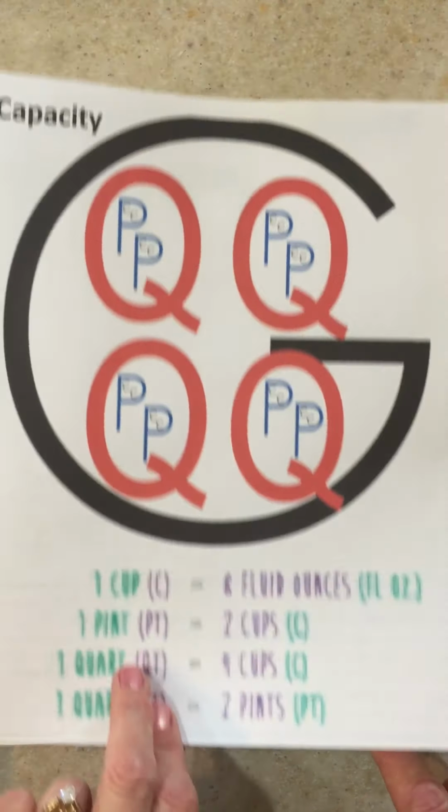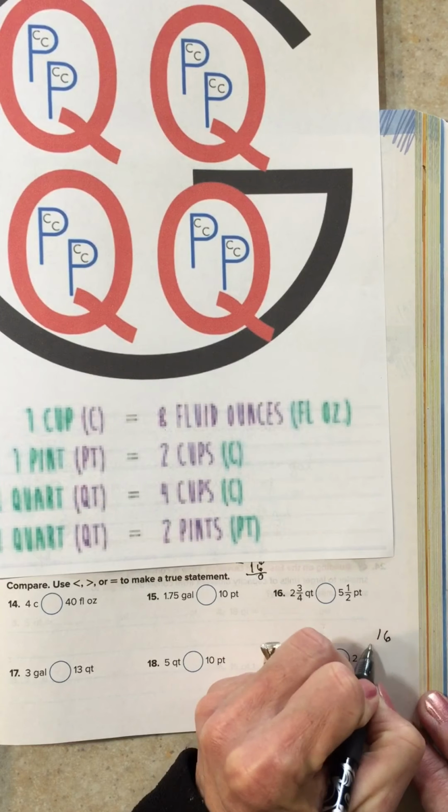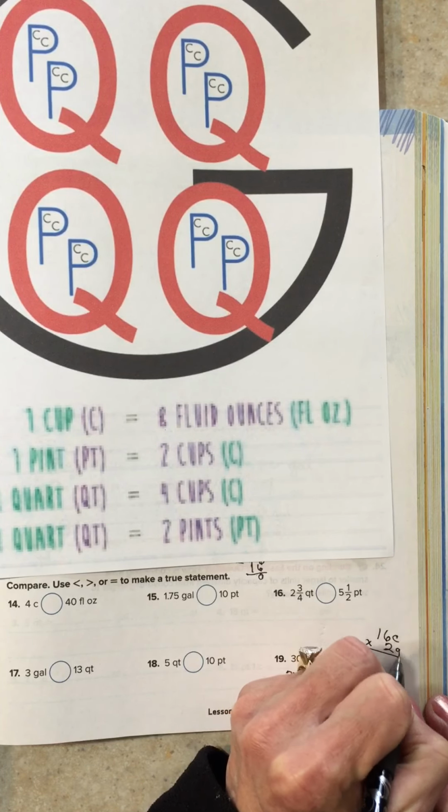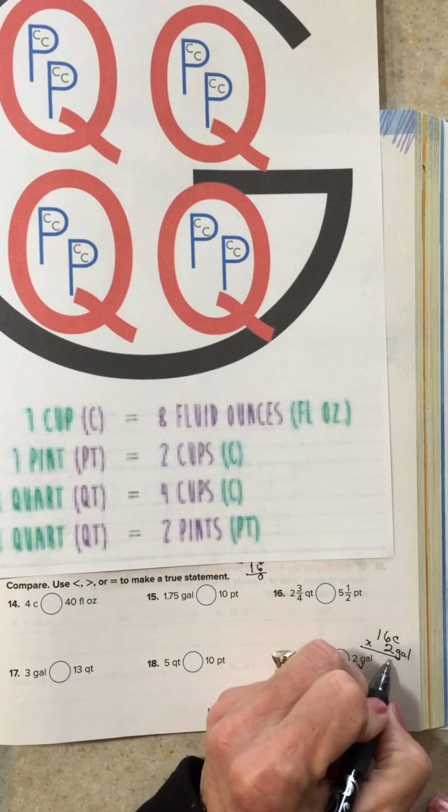So if 1 gallon is worth, I forgot what I just said, 4 times 4 is 16. It's 16 cups. Every gallon is worth 16 cups. So if I had 2 of them, I basically need to do 16 times 2. 16 cups times 2 gallons. Because there's 16 cups in a gallon, and I've got 2 gallons. How many cups will that be?